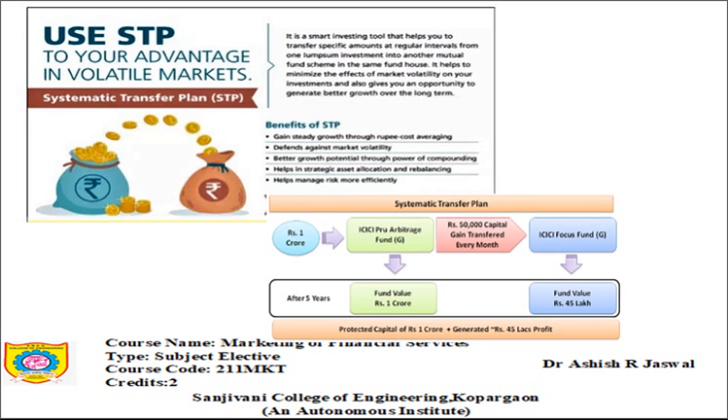Here is a classical example of 1 crore plus 45 lakh. From the same 1 crore, I moved some funds into some other funds, and I have protected capital of rupees 1 crore, and it also generated rupees 45 lakh as a profit. That is what we need to understand with respect to systematic transfer plan.